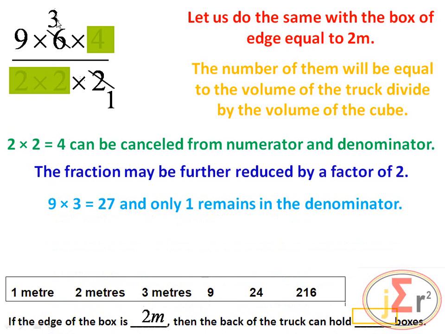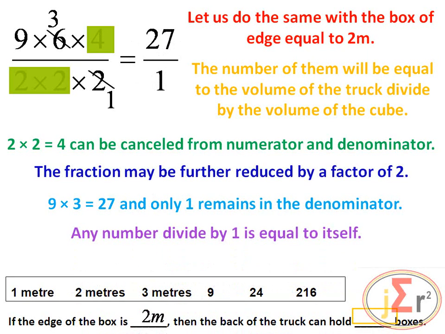So we have in the numerator 9 times 3, that's left, that's equal to 27, and only 1 remains in the denominator. Any number divided by 1 is equal to itself. Therefore, the answer is 27. And so far, it looks like our calculation is very organized, constructed, logical, and workable. 27.